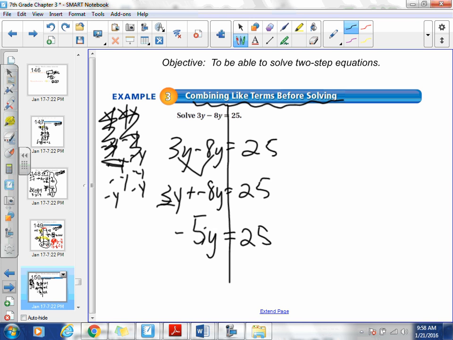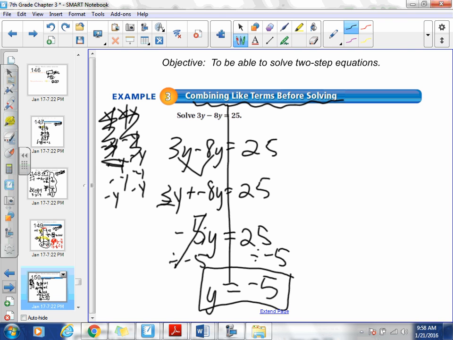All right, to get y alone, the only thing with y is a negative 5 that was multiplied to it. So they multiplied negative 5. We divide negative 5 on both sides, of course. So we're left with y equals 25 divided by negative 5, which is negative 5. If we would go check that answer, it will look like this.